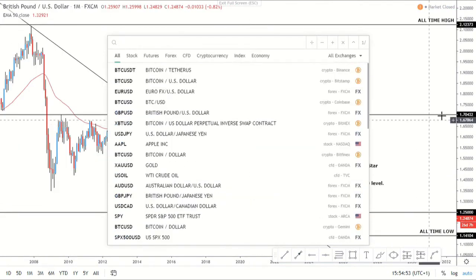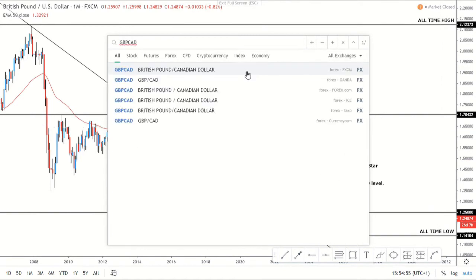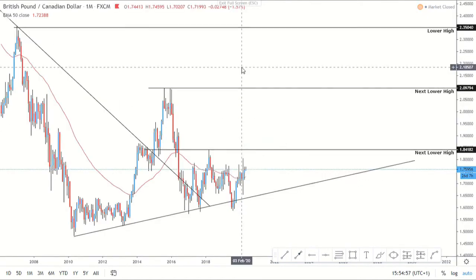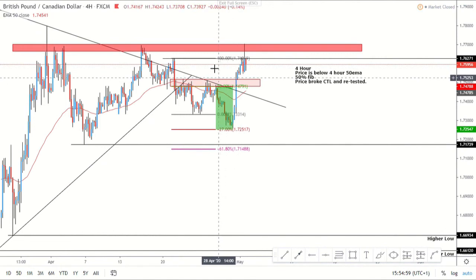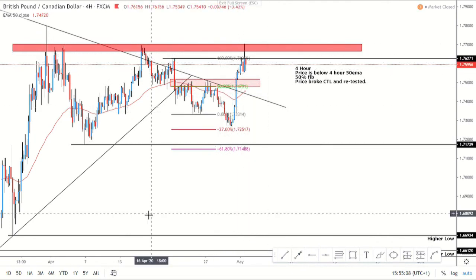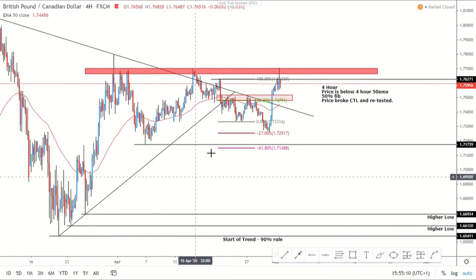Obviously, GBP CAD went through at the start. So if I go back to that, you can just see the same as what I look at with GBP USD. It's come back up to a major level. However, it hasn't broken it, so it could potentially roll over back to the downside. Also, you can see that trend there.